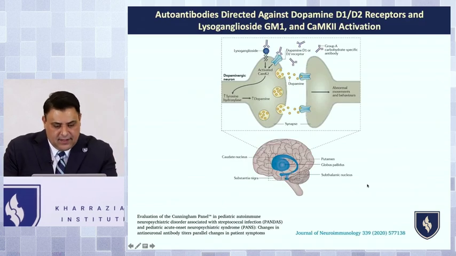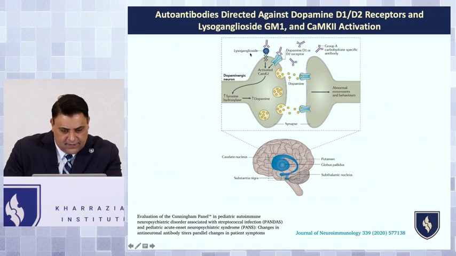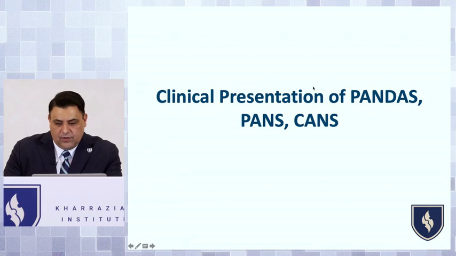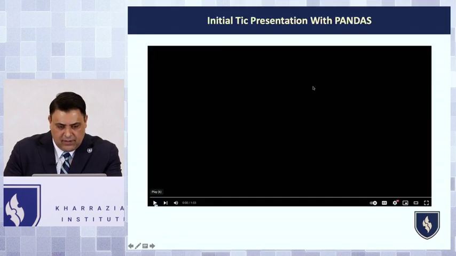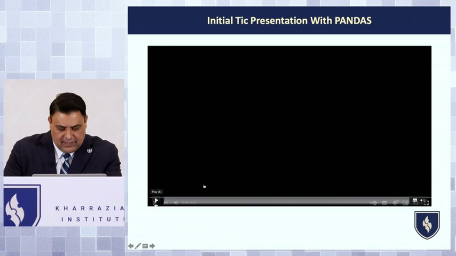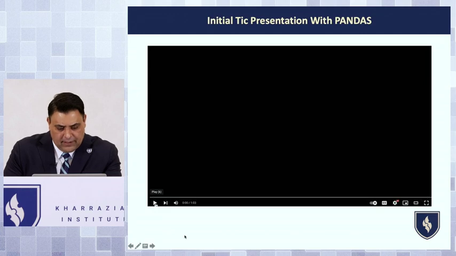And here you can see another paper that illustrates this D1, D2 receptor autoimmunity. So antibodies directed against D1, D2 dopamine receptors, lysoganglioside, and CaMKII activation, which is an immune response against these patterns. So that's all part of the whole PANDAS scenario. So let me show you some case scenarios with initial tic presentation with PANDAS, and then share with you some stories mothers have and a documentary that was published to let people know about PANDAS worldwide, with a few clips here.